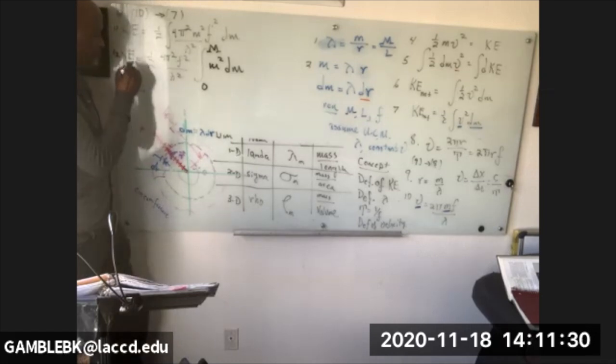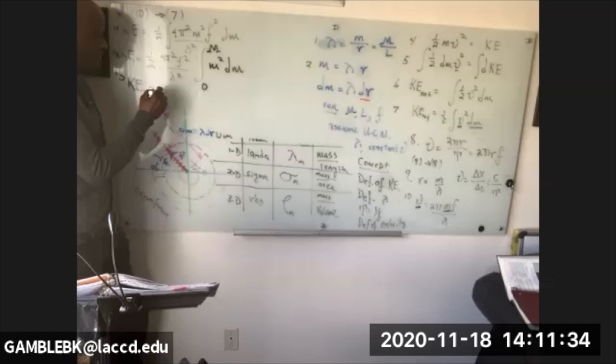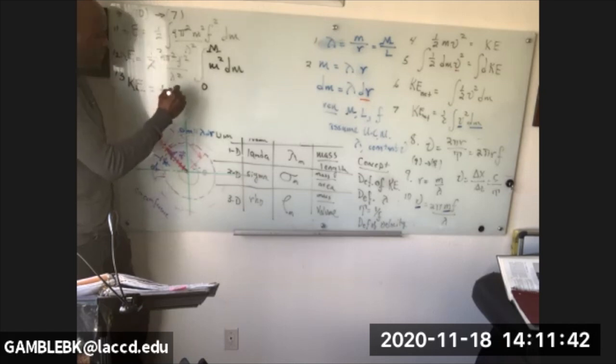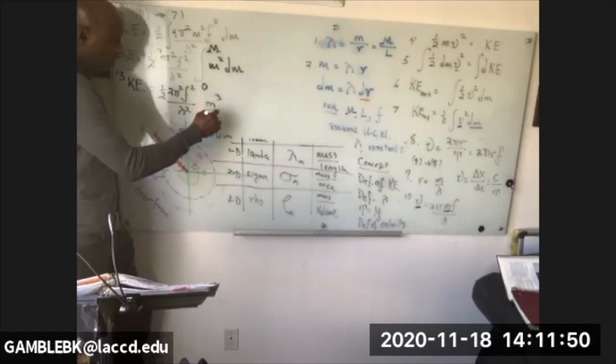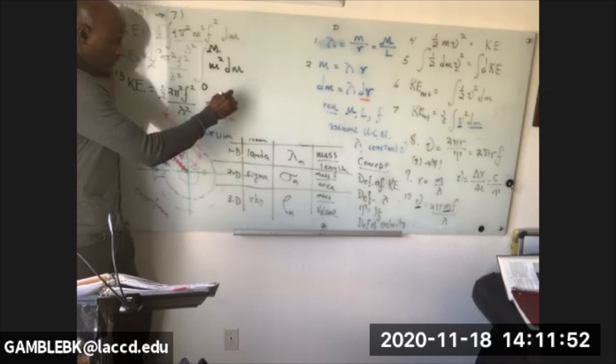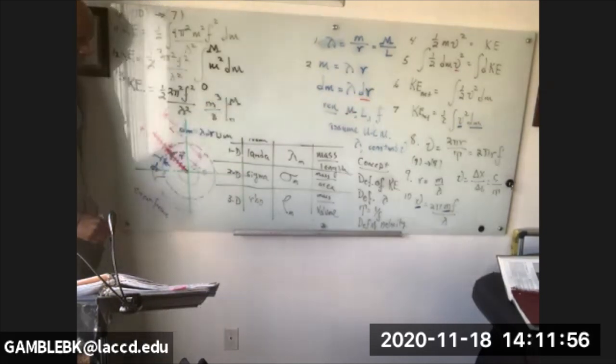is going to be equal to 1/2. I guess I can go ahead and divide out. So 2 goes into once and twice. So 2 pi squared, frequency squared, divided by lambda squared. And of course, the mass integrates to m cubed over 3 from 0 to M.